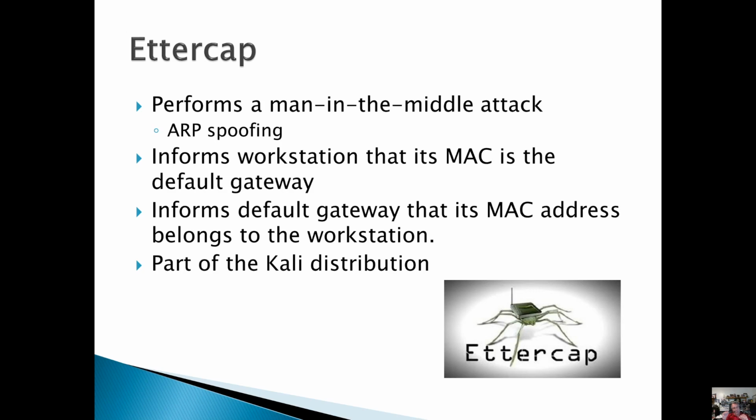Essentially, it sends out gratuitous ARPs, which are ARPs that have not been requested, and it tells the workstation that its MAC address is the default gateway. So all of a sudden the workstation says, oh, hey, I've got a new default gateway, and it's actually your sniffing machine. And at the same time, it informs the default gateway that the sniffing machine's MAC address is actually the workstation's MAC address. So now the default gateway says, any packets I want to send to that workstation, I will send to your sniffing station.